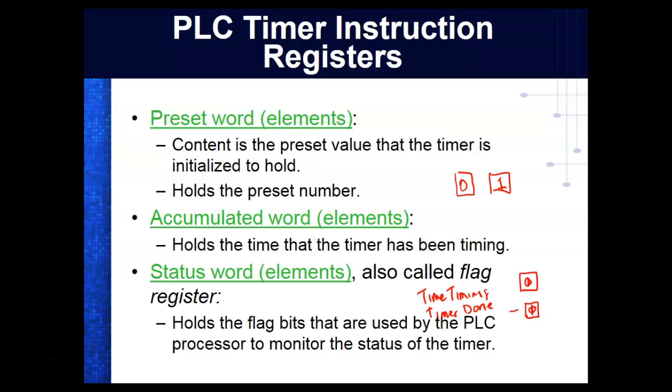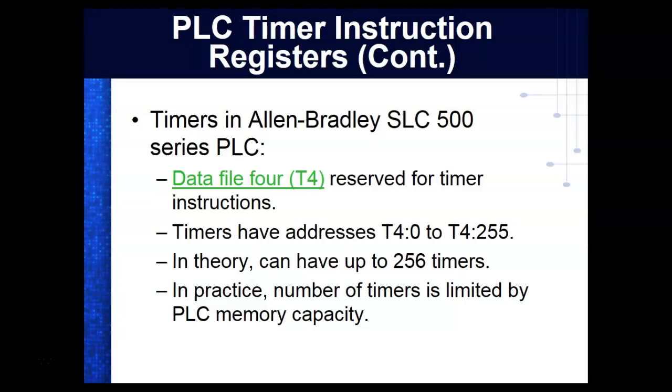Then there's some more in there. There's timer enabled, but that's basically telling us when the rung is true. In Allen Bradley, data file 4 is reserved for timer instructions. Timers have addresses between T4:0 and T4:255, so that's a lot of memory because each one of them requires 3 words. So in theory, we could have 256 timers inside the T4.